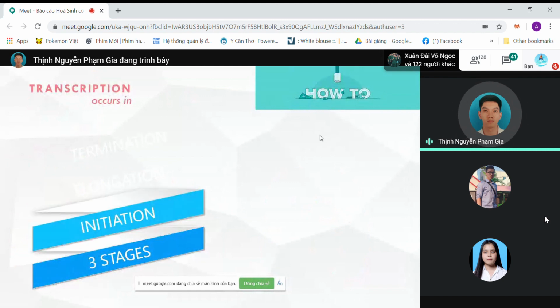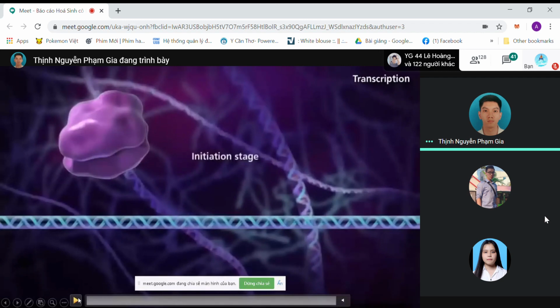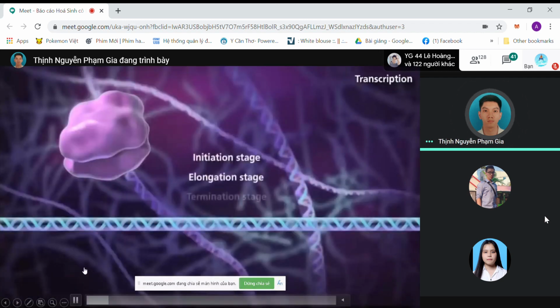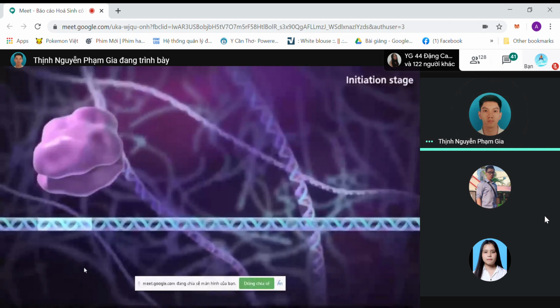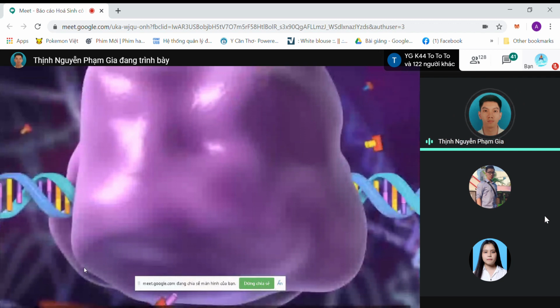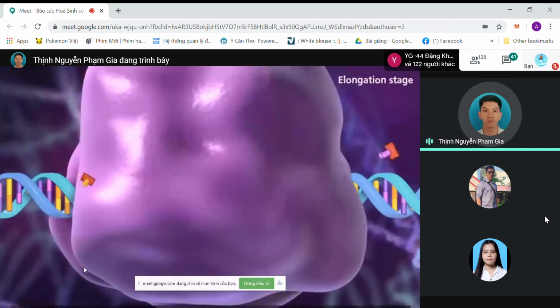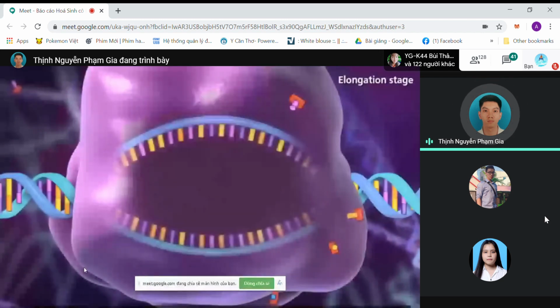Transcription also has three stages. In the initiation stage, RNA polymerase binds to special regions in DNA called promoters. In humans, the promoter is the TATA box. This unwinds the DNA double helix and provides a single-chain template in 3' to 5' direction needed for transcription. Transcription starts from here at the initiator site.